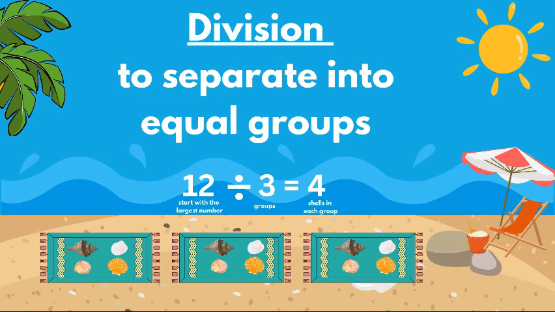Before we begin, let's review how to divide. When you divide, you always start with the largest number. In this example, the largest number is 12. I collected 12 shells on the beach. 12 goes in the beginning of this equation.